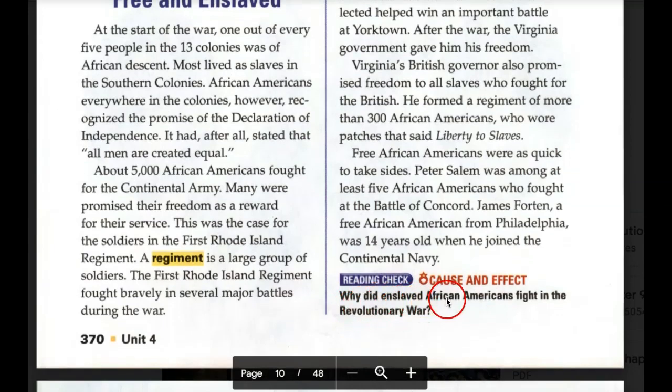Why did enslaved African Americans fight in the Revolutionary War?